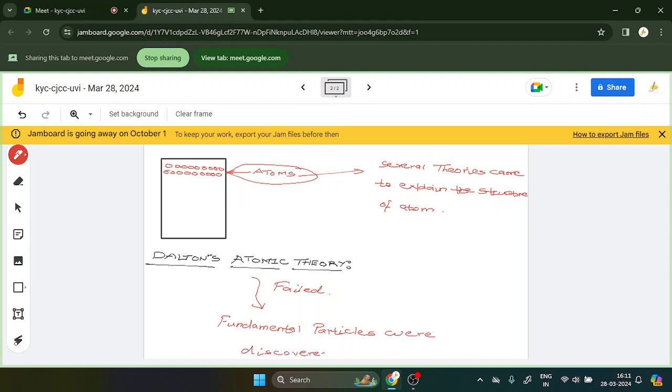And these fundamental particles, what are these by the way? These are electrons, protons and neutrons.